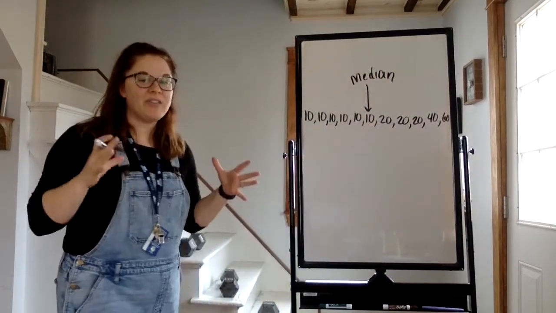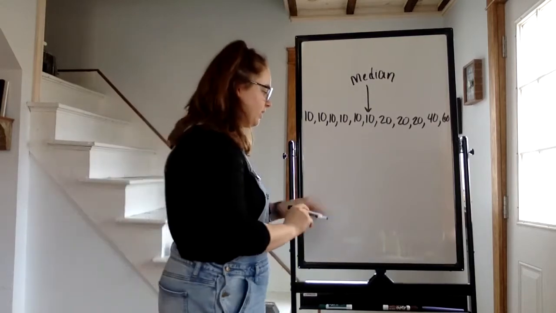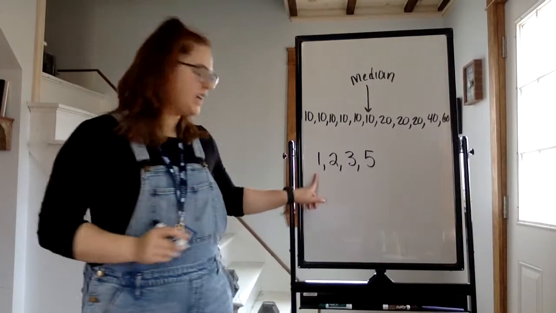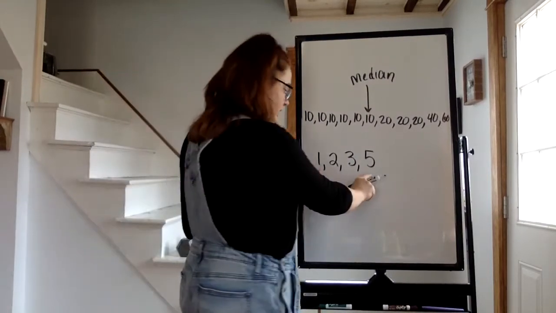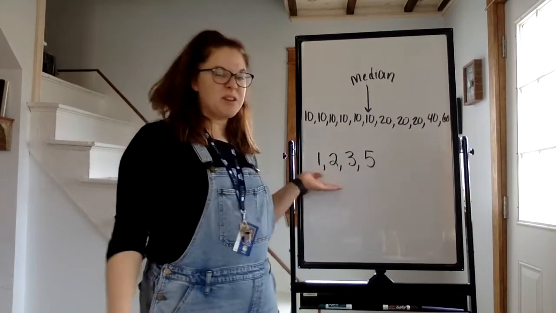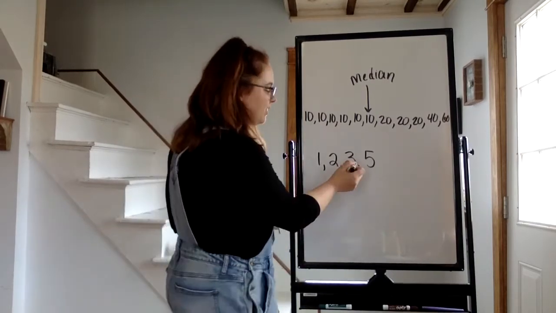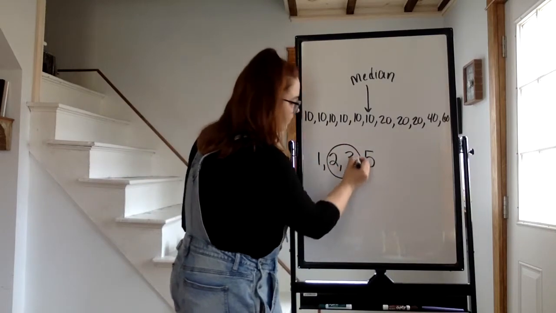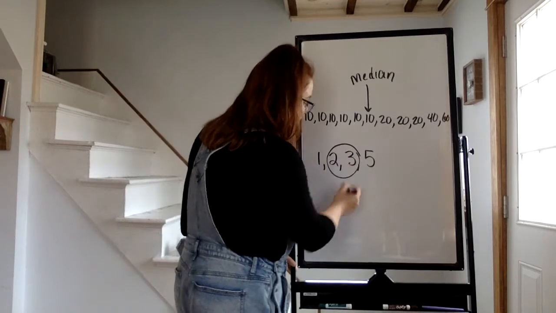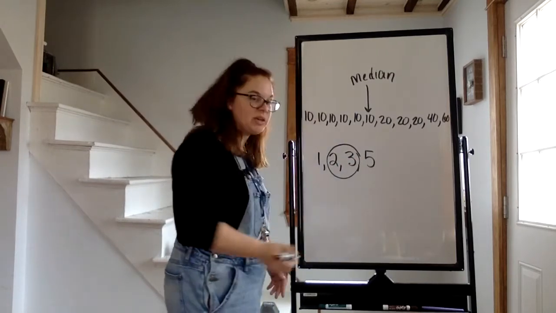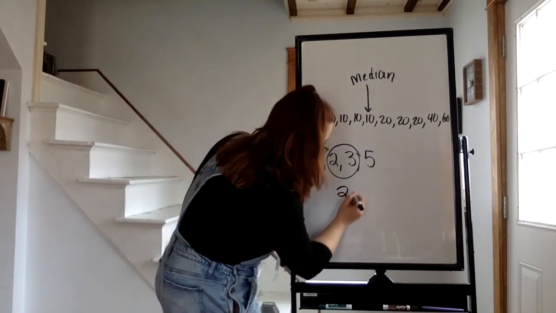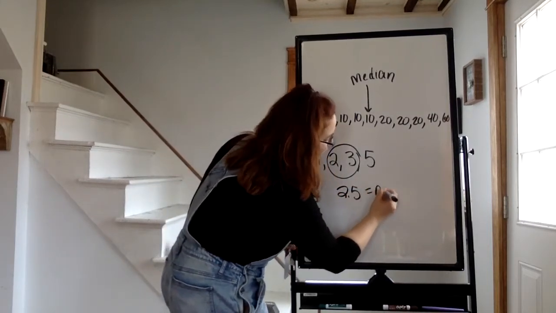Now if we had a different set of data that had an even number of terms and didn't have an exact middle, like this, you can say, okay, there are 2 on each side, and uh-oh, Mrs. Oconio, what do I do? If there's an even number of data points, you're going to find the average of those 2 middle numbers, and that's going to be your median. So here, my median would be 2 plus 3, which is 5, divided by 2. So my median is 2.5.